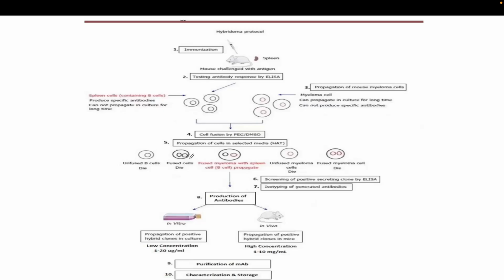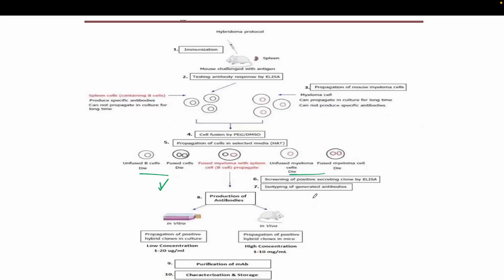So the unfused cells will die because of these two reasons: the B cell dies because of its shorter lifespan, and the myeloma cell because it does not have the HGPRT enzyme in its nucleus, right? So that's why it can't survive in the HAT media, whereas the fused hybrid will survive because of the presence of HGPRT. Then we will isolate the positive clone by ELISA screening.